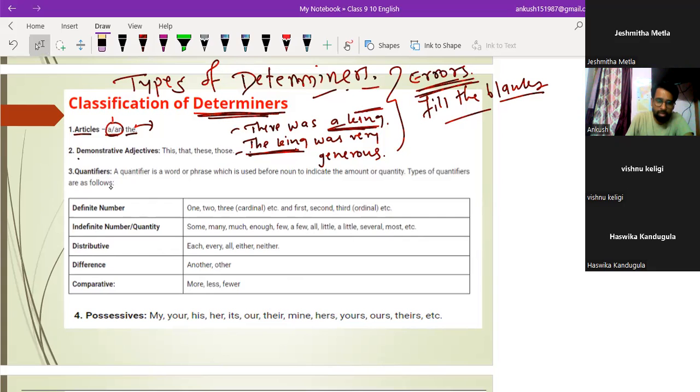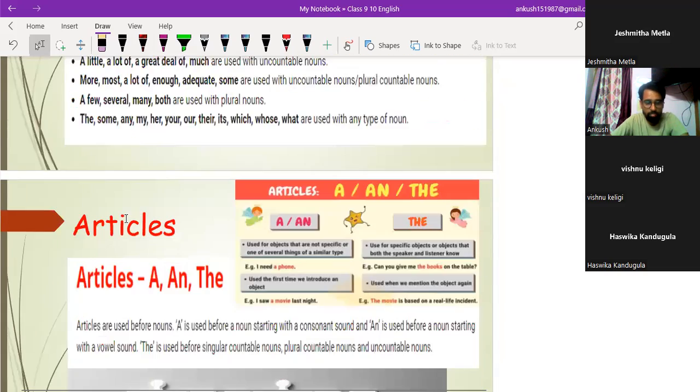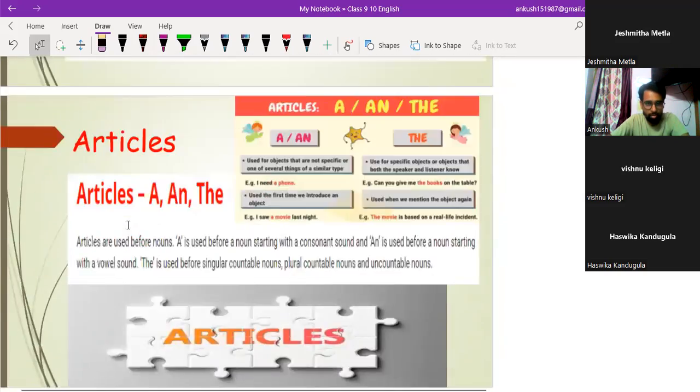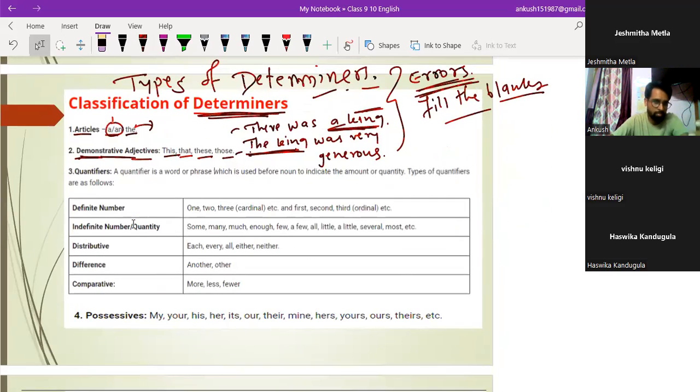The second type of determiner is demonstrative adjectives. There are only four demonstrative adjectives: this, that, these, and those. The description is given here. Don't worry, we are not concluding with just these two or three slides.